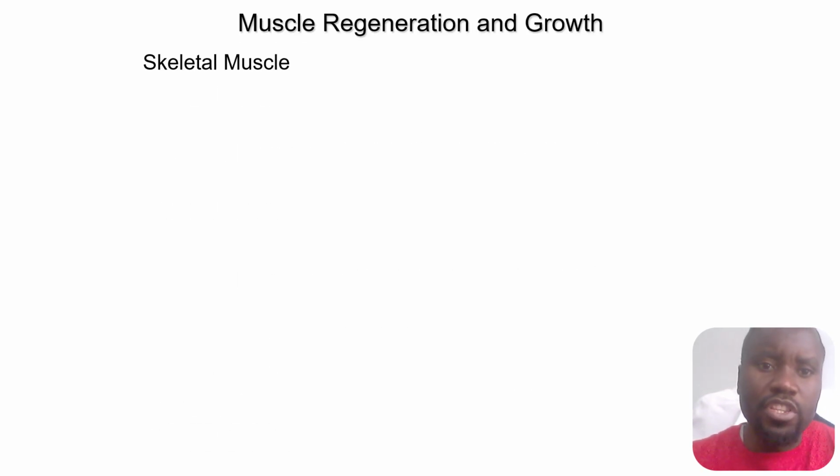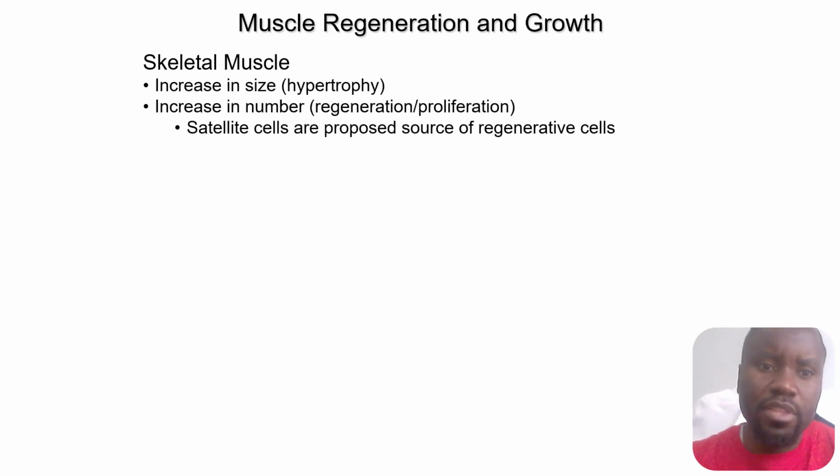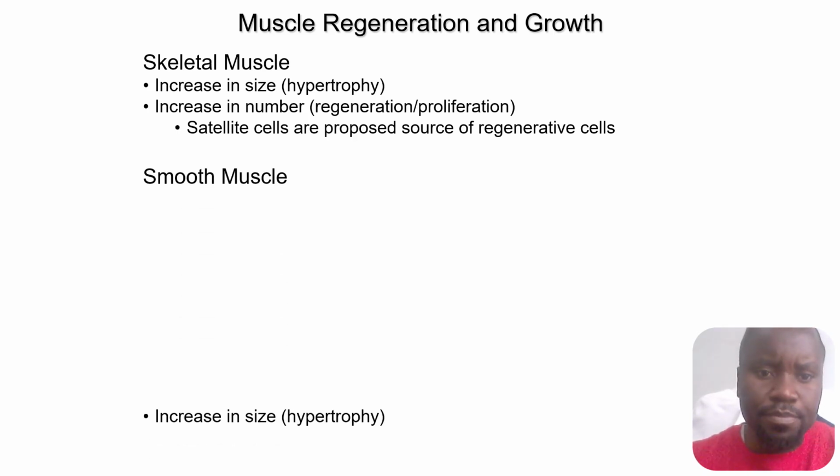We continue in terms of muscle regeneration and growth. Skeletal muscles increase in size, and the increase in size of muscle tissue is called hypertrophy. The increase in the number of cells helps in replacing the dead cells and also for regeneration purposes. The cells that are useful for these are called satellite cells, which are proposed as the source of regeneration of muscle tissue.